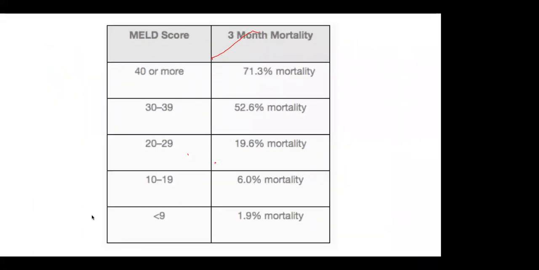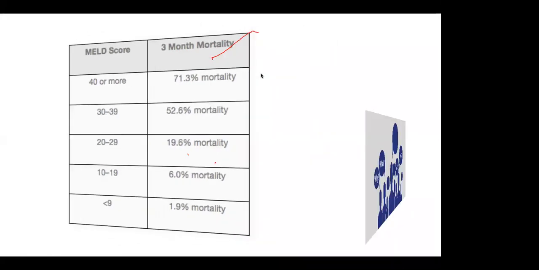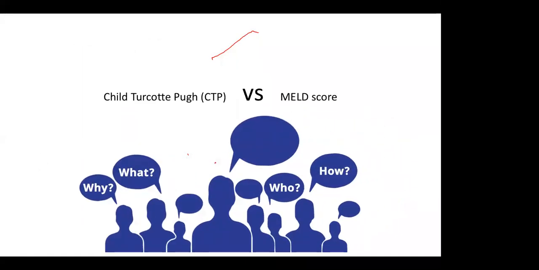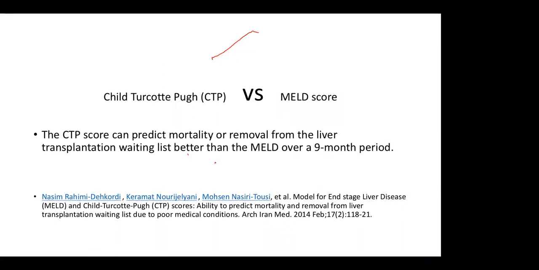Generally, if the MELD score is less than 9, the mortality is nearly 1.9%, and if it is 40 or more, the mortality is 71.3%. And if you compare the Child-Turcotte-Pugh score with the MELD score, we found that the Child-Pugh score can predict mortality or removal from the liver transplantation waiting list better than the MELD score over a 9-month period.